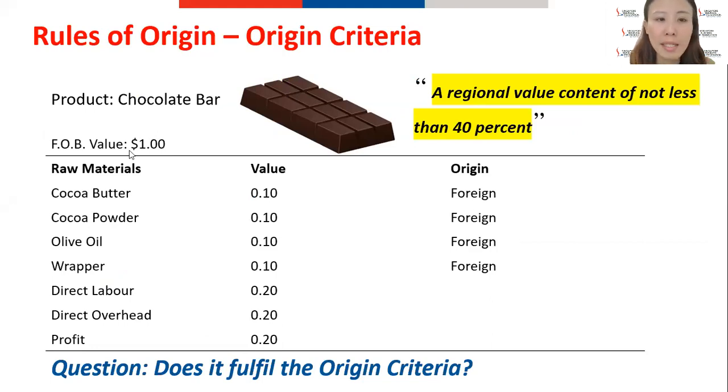We will use the same example of the chocolate bar again, but this time with a FOB value of $1. We will attempt to evaluate it with the value at origin criteria again highlighted in yellow. The costs of the respective raw materials and components are in the table below. With this information, do you think the product will fulfill the origin criteria? I'll give you a few seconds to look through.